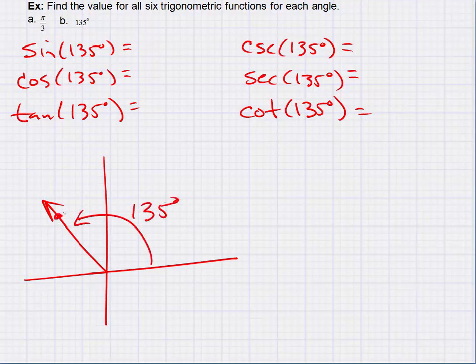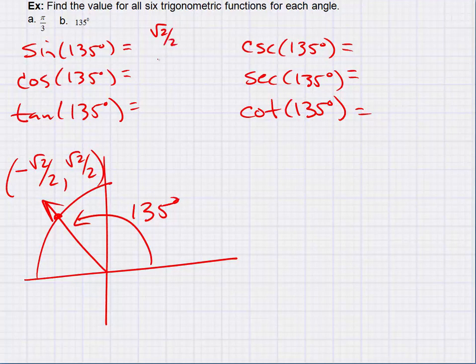What point am I looking at there on the unit circle? Well, that's going to be negative square root of 2 over 2 for the x and positive square root of 2 over 2 for the y. So sine's going to be square root of 2 over 2. Cosine's going to be negative square root of 2 over 2. And tangent is the y divided by the x. So if they're the same, just one's negative, I'll get negative 1.